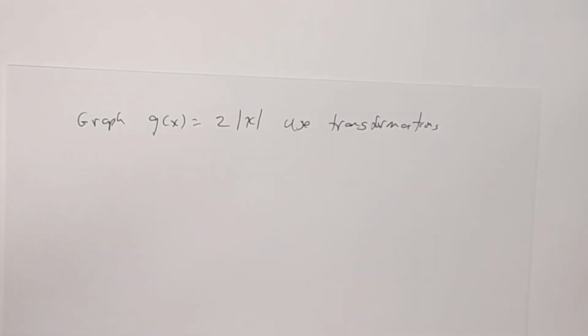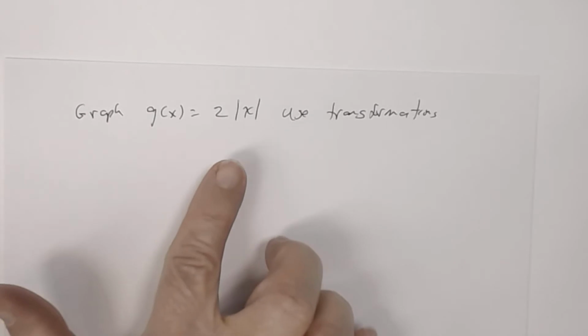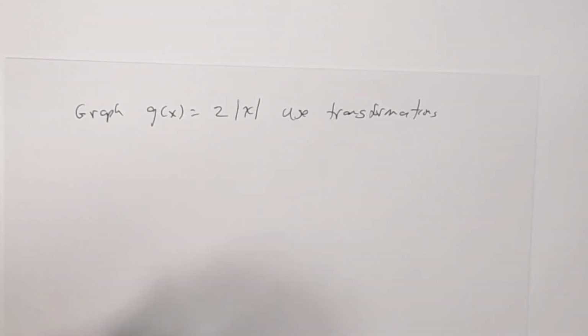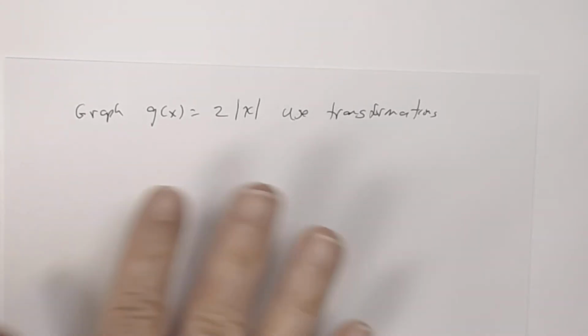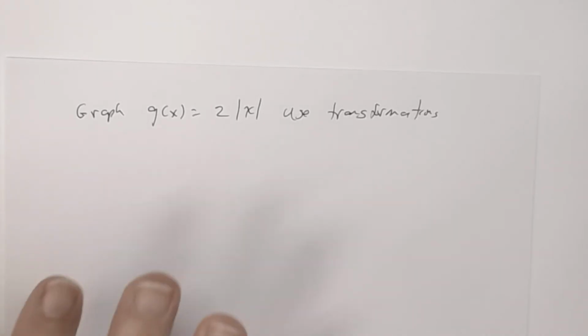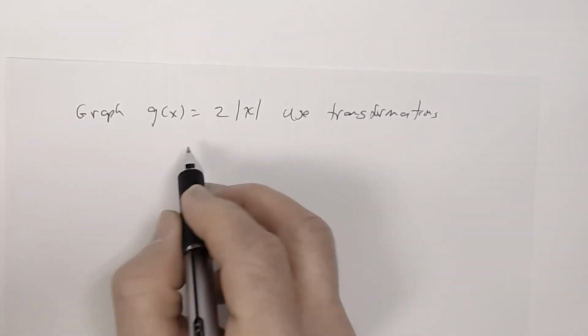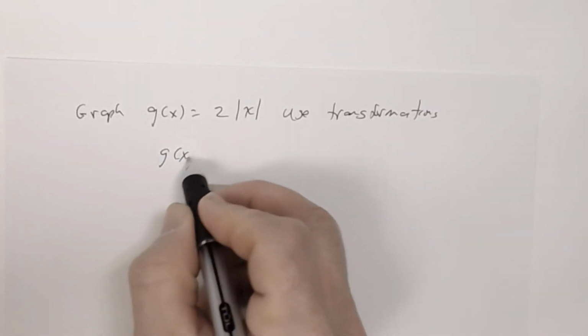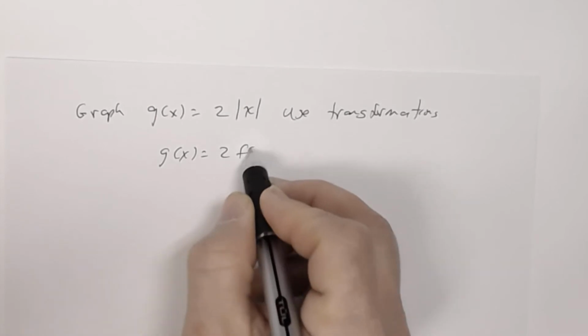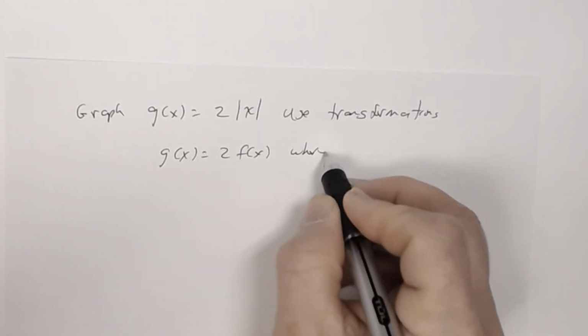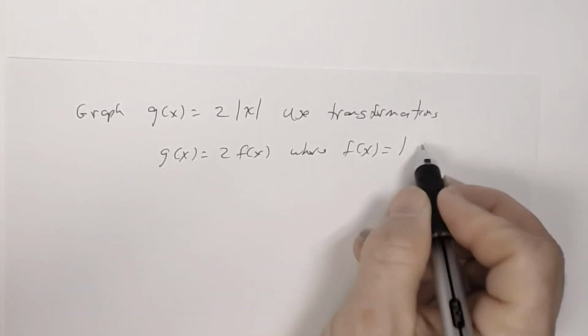Okay, so in this example, you want to graph g of x, which is 2 times the absolute value of x, and you use transformations. All right, so you don't want to use a t-table to graph this. You want to use transformations. Okay, so you got to remember, I can write this as g of x, which equals 2 times f of x, where f of x is the absolute value of x.